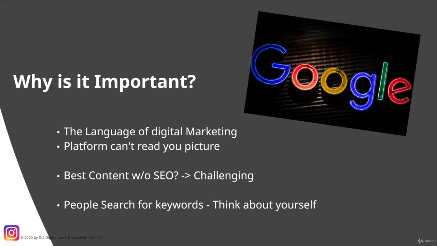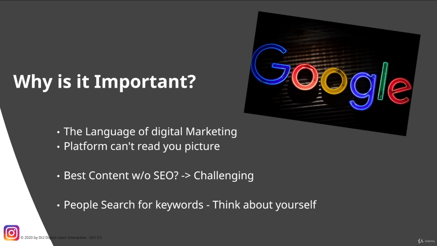Keywords and search engine optimization are key to your success, because platforms are not able to read your pictures. Just imagine if you are just posting pictures without the text, how should the Instagram algorithm know what your picture is all about? They read your captions, they read your keywords, they read your hashtags, and then they understand, okay, what is this picture all about? Of course, the AI from Instagram is getting better and better, but still it's kind of difficult for Instagram to analyze the pictures and know what this picture is all about. And therefore you could have the best content, but without good search engine optimization, it might be very challenging to grow on Instagram.